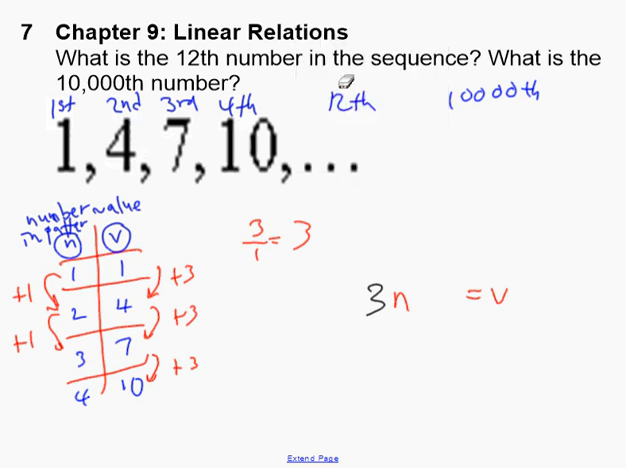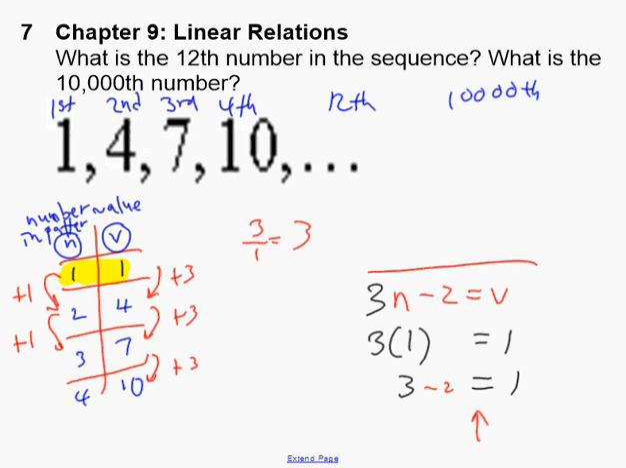Okay. Then we take any of our ordered pairs. I'm going to take 1, 1. And I'm going to substitute 1 for the N and 1 for the V, just like that ordered pair has. And I'm going to realize that in order for this to be equal, I need to have a constant of -2. There is the equation that matches the pattern. 3 multiplied by the number in the pattern, -2, will equal its value.